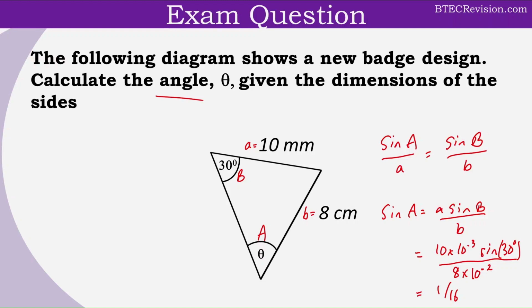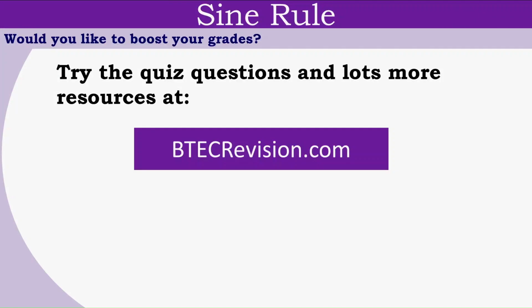So taking the inverse, that would give us A equals inverse sine of 1 divided by 16. And that's equal to 3.58 degrees. And that's the end of the lesson.